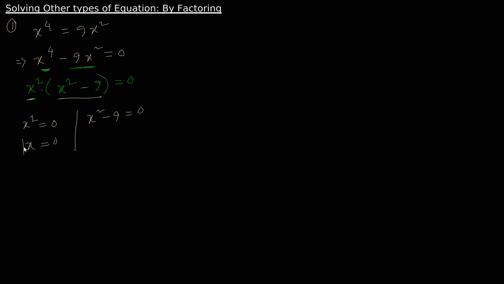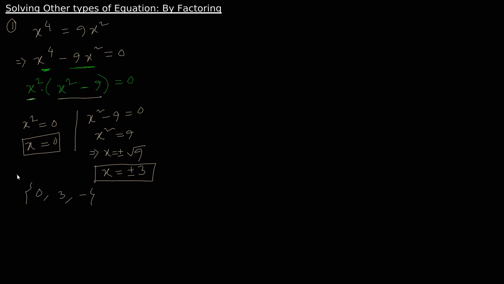So straight answer, x equal to 0. Then x square minus 9 equals 0 gives x square equal to 9. So I can write x square equals 9, so x equals plus minus square root of 9. So x equals plus minus 3. Okay, so I have three possible solutions. What are the three possible solutions? 0, and one is positive 3, another is negative 3. So these are my three possible solutions.